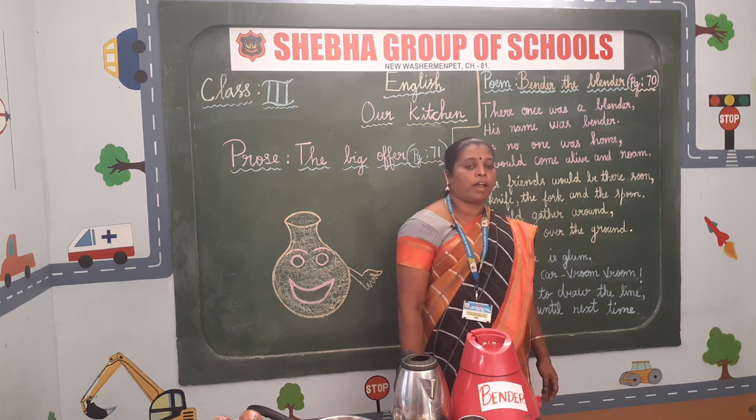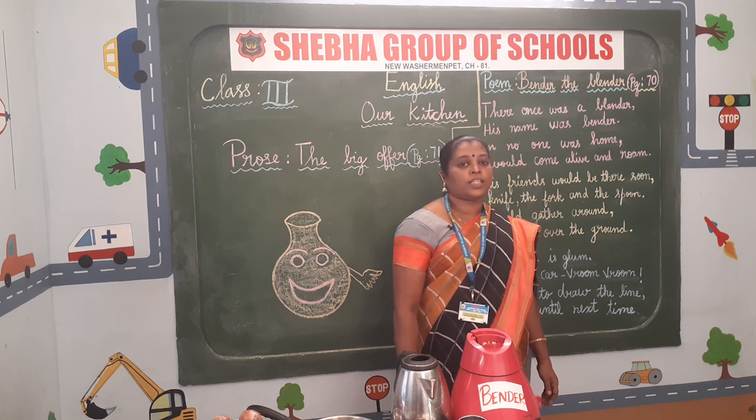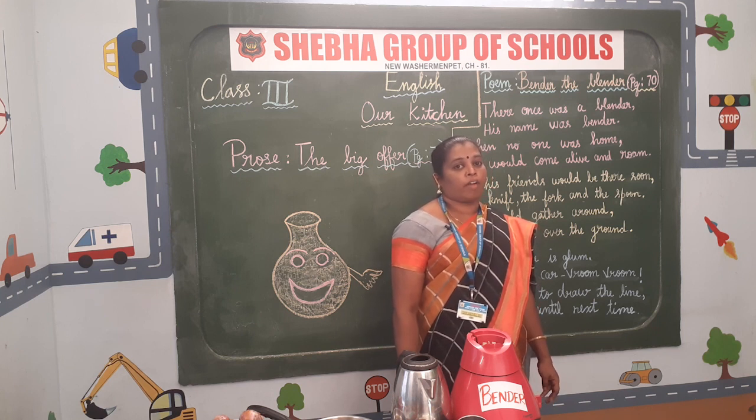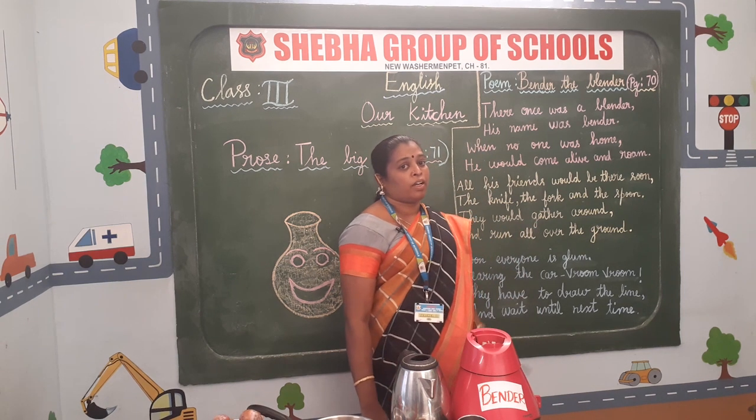Now let us see the rhyming words in the poem. Rhyming words. What is a rhyming word? A rhyming word is a word that has the same sound. The words with the same sound are called rhyming words. Let us see what are the rhyming words in the poem.